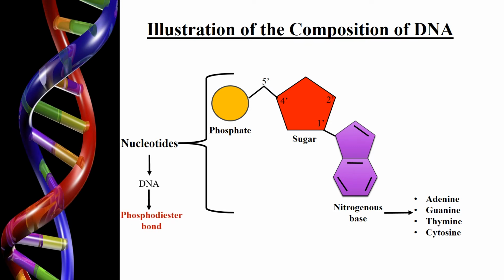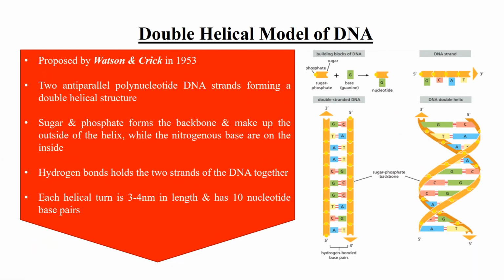The sugar in the DNA molecule is known as deoxyribose because it has a missing hydroxyl group at the 2' carbon of the sugar molecule, and thus the nucleotides in the DNA molecule are known as deoxynucleotide. The double helical model of DNA molecule was proposed by Watson and Crick in 1953. They stated that the DNA molecule is composed of two anti-parallel polynucleotide DNA strands that form a double helical structure.